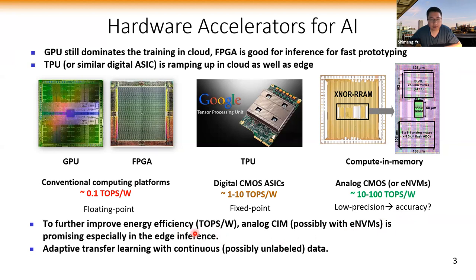So if we can do this computing memory in the mixed signal or analog domain, then we can probably further improve the energy efficiency. This is especially important for the edge inference. And we can also enable some transfer learning, possibly with continuous unlabeled data sets at the edge. For example, we can do some incremental learning or transfer learning. So this is another application scenario for these computing memory accelerators. But the first target should be the inference.